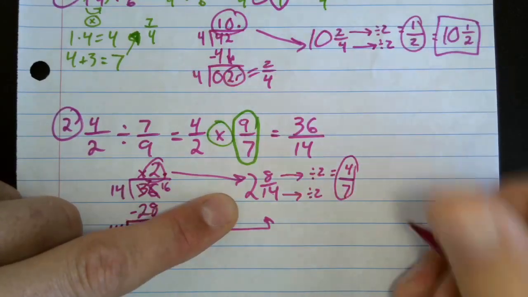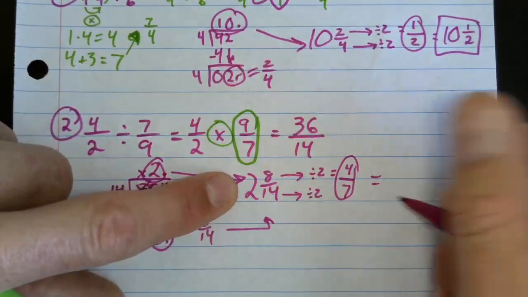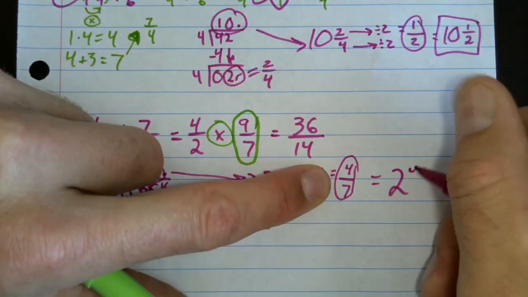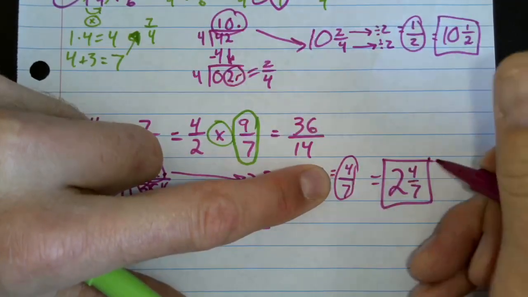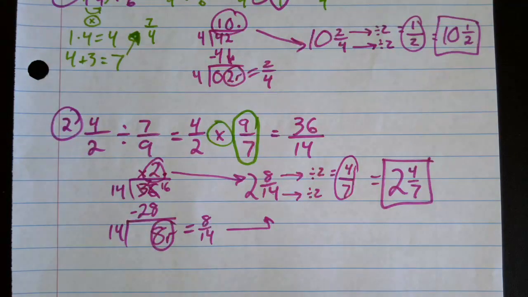So we have our simplified fraction, so our answer is 2 and 4/7. That's it, 2 and 4/7. 2 and 4/7 is your answer.